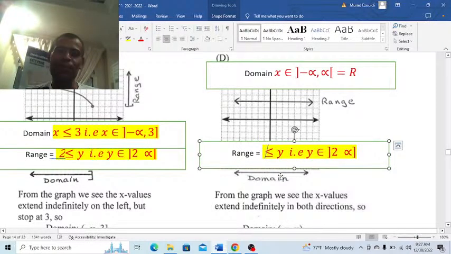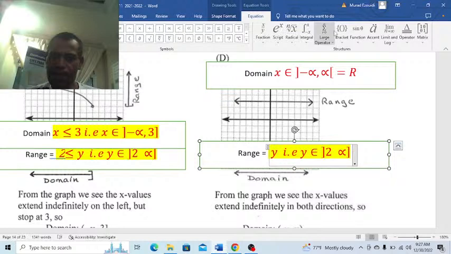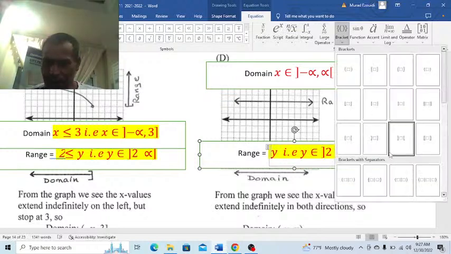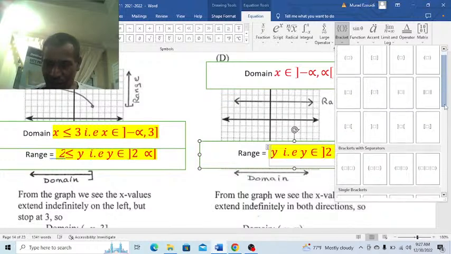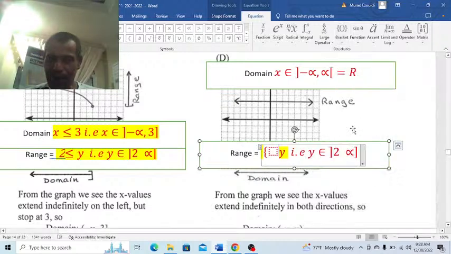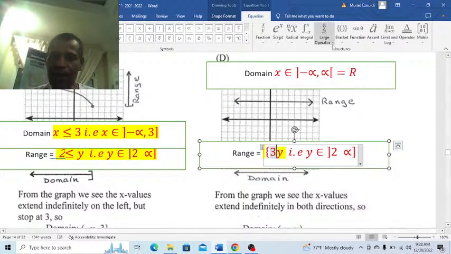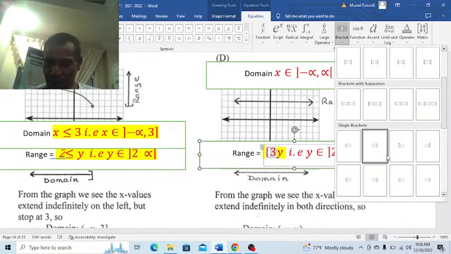Hello, assalamu alaikum. So this is singleton, which means only one single point. Okay, this one. I will write here 3. Then I will also close my curly brackets.